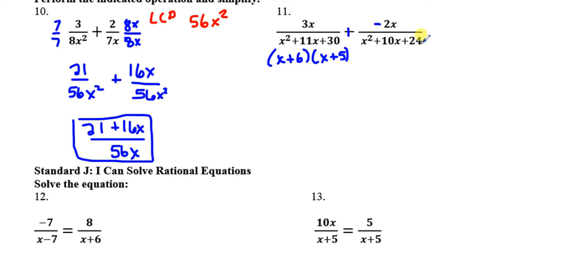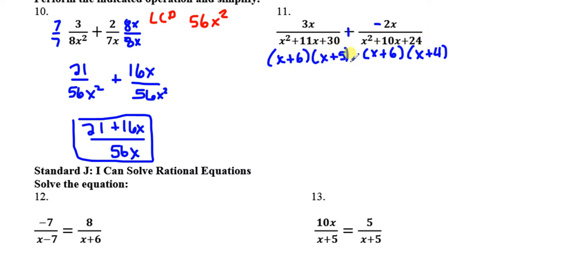8 and 3, no, not quite. 6 and 4. So x plus 6, x plus 4 is going to add up to 10. And if you FOIL that, you'll see that that works out. X squared plus 4x plus 6x gives me 10x plus 24. Now, what's the least common denominator? Well, it's going to be x plus 6 times x plus 5. This has an x plus 6, but it has an x plus 4 also. So these are all separate terms.